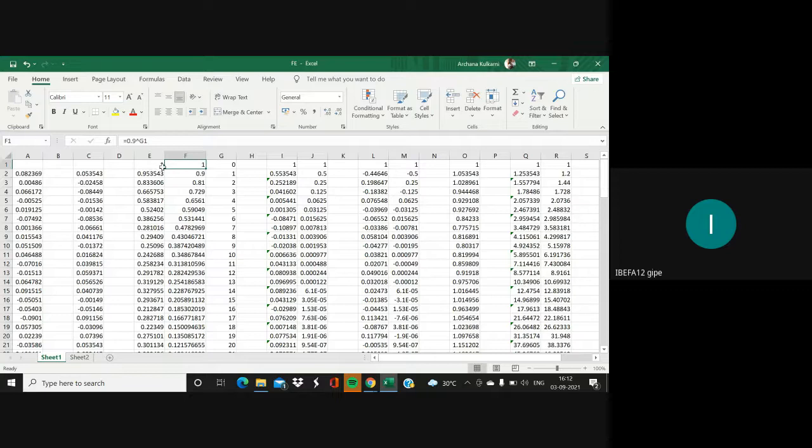Are you all with me so far? You all are able to follow? Did you all understand what I've done at least in this Excel sheet?